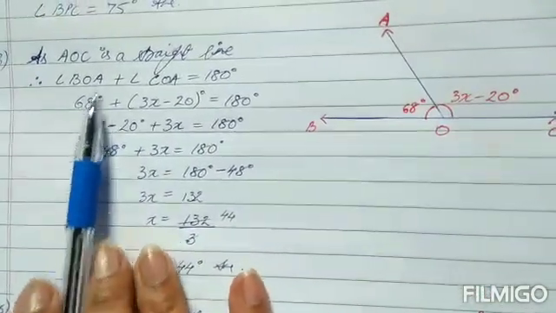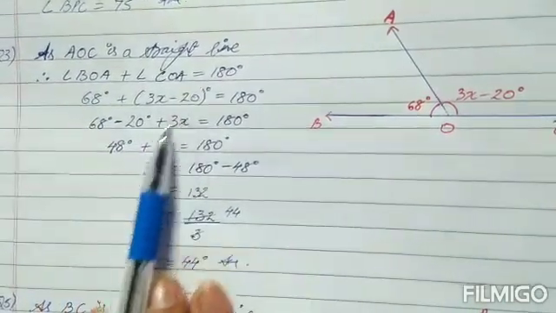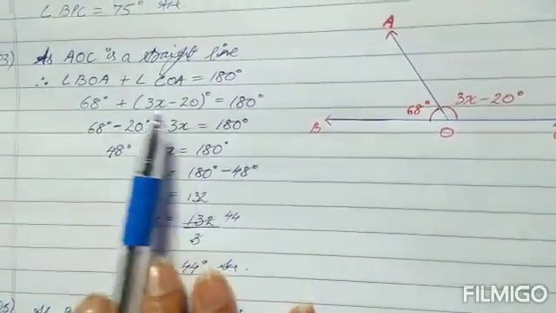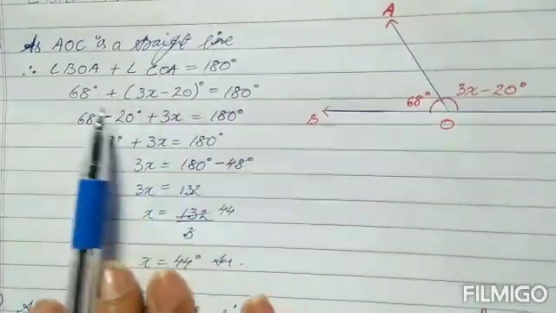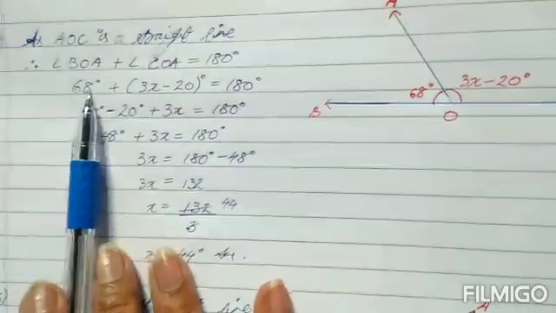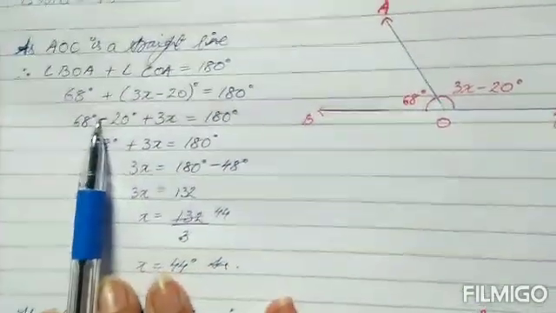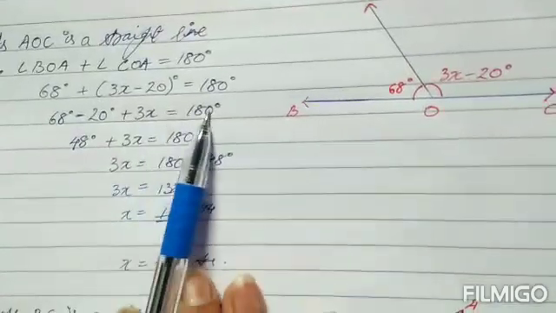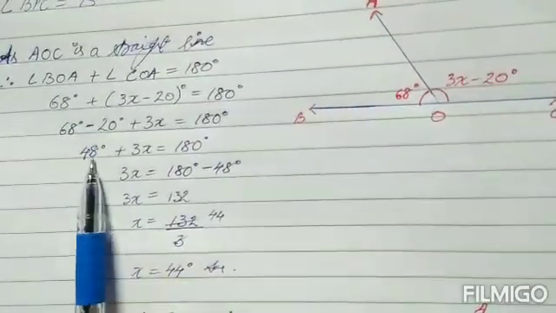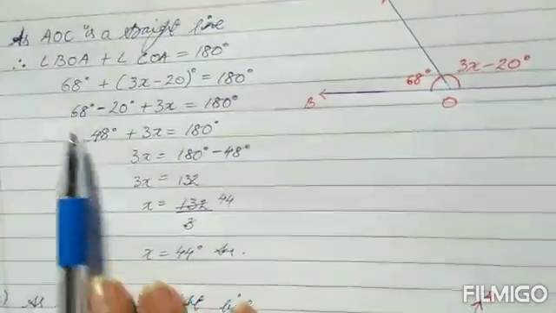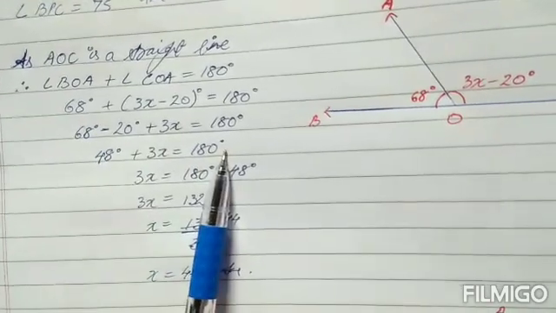Now BOA is given in the question, so we write it as 68 and COA as 3x minus 20. Enclose it inside a bracket is equal to 180. Now when we open the bracket, children, we can bring the like terms together. That is, 68 and minus 20 can be brought together, plus 3x is equal to 180. You subtract this because plus minus will give us minus. So we subtract and take the sign of the bigger value, plus 3x is equal to 180.